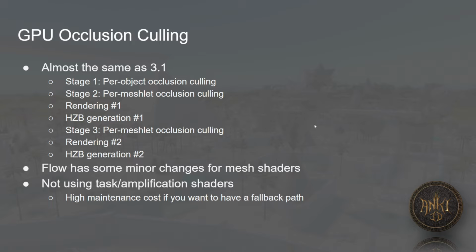GPU occlusion culling for the mesh shaders path is almost identical to the fallback path. We have per object occlusion culling, then per meshlet culling. We render the visible meshlets, HZB generation, second phase of culling, render again, and HZB generation again. Our mesh shaders are not paired with amplification shaders in this version. Previous attempts had amplification shaders. We have more details later, but due to maintenance cost, there was a decision to drop them and have the fallback path and the mesh shaders path be as compatible as possible.